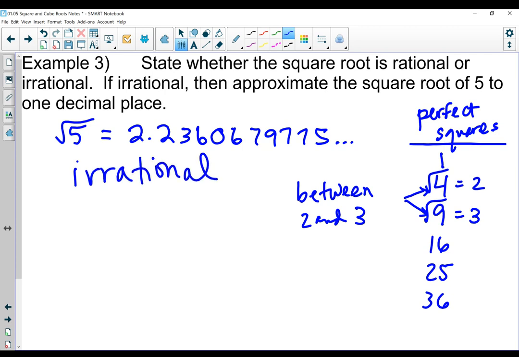And they want me to approximate to 1 decimal place. So square root of 5 is approximately equal to, to 1 decimal place, this right here, and after it is a 3, so I would not round up. I would leave it as 2.2.